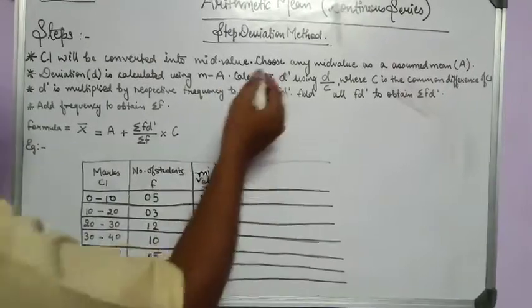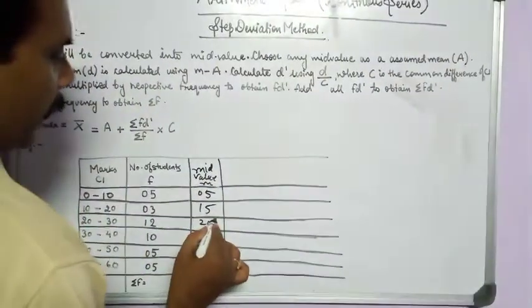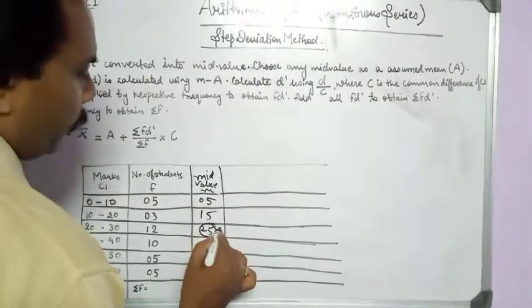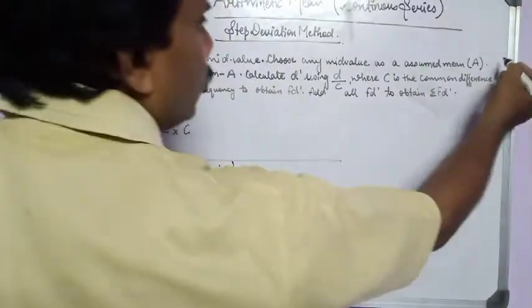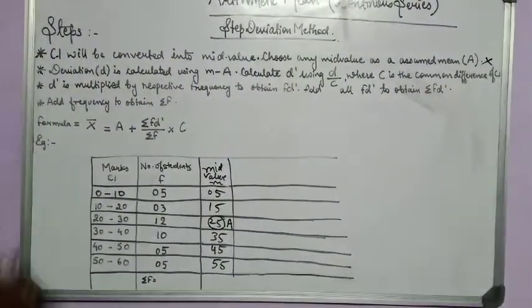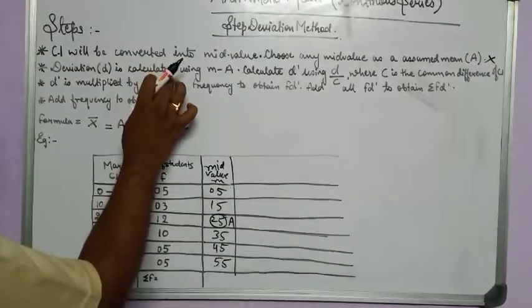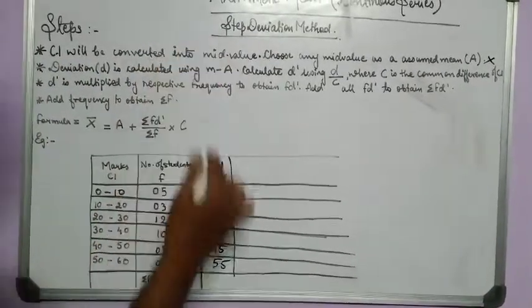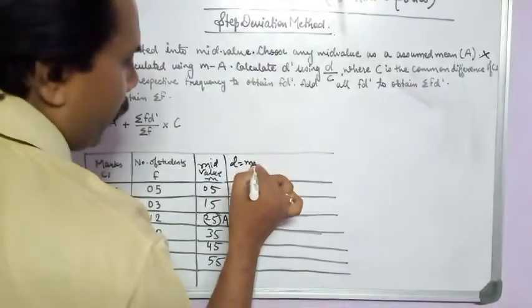Now the second step, choose any mid value as an assumed mean. So again I am choosing 25 as the assumed mean. Now this line I have already completed. Now come to the deviation. D is calculated using M minus A. So here D is equal to M minus A.